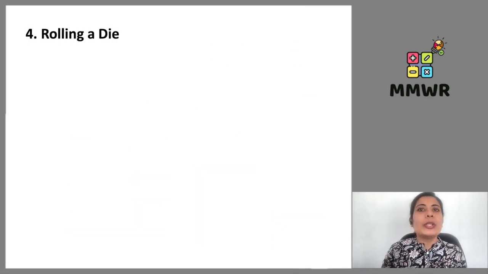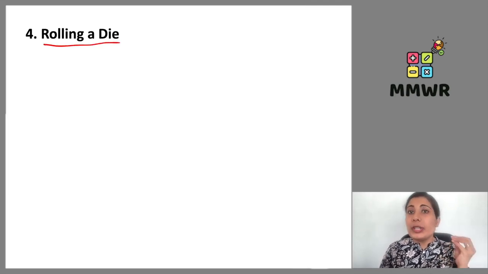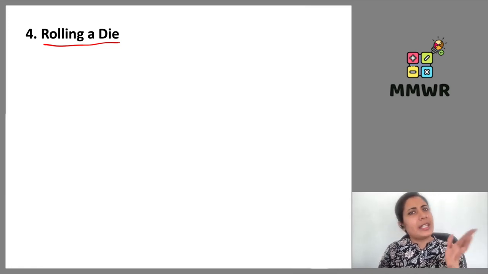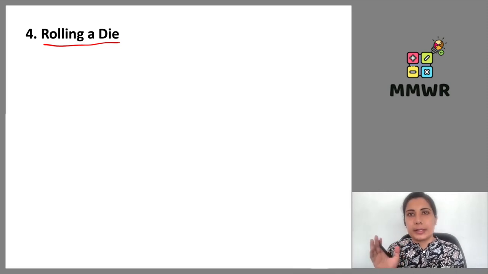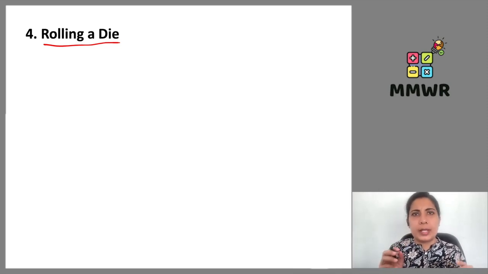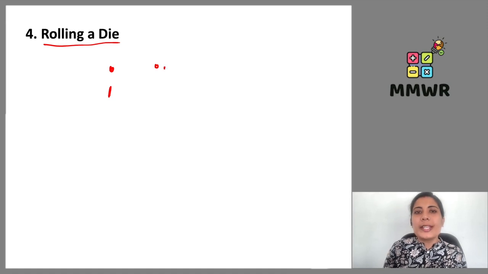Okay, let's move to another experiment in which we have to roll the dice, or we can say throwing a die. The dice which we use to play ludo or snake and ladder game, that dice is cube shaped. 6 faces are there. Each and every face shows some dots, right? Some dots have to be there. On one of the faces we have only one dot which represents number 1. On one of the faces we have two dots which represent number 2.